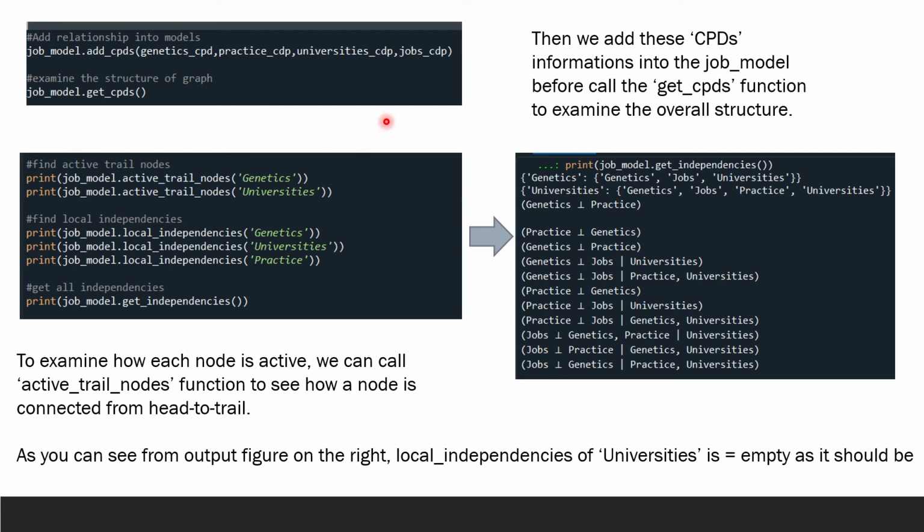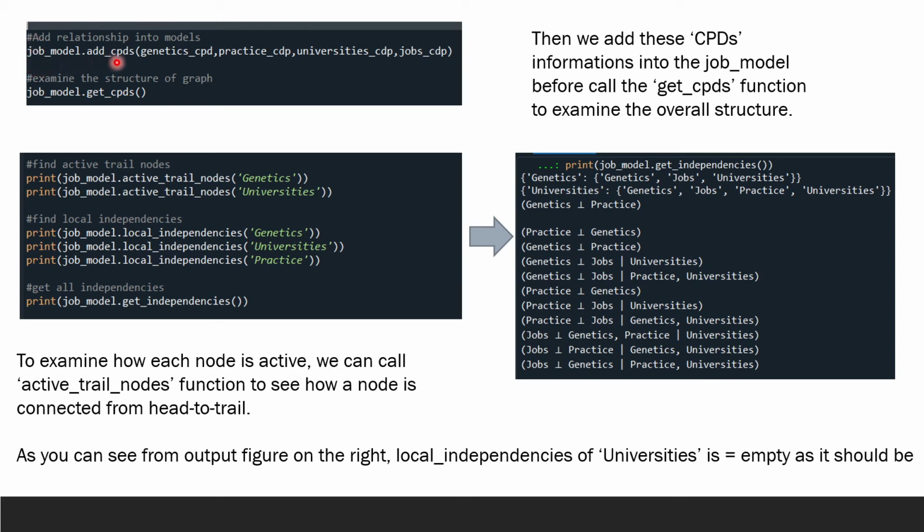Okay, then we will add this CPD, conditional probability distribution, information into the job model before calling the get underscore CPDs function to examine the overall structure. So what does it mean? Let's remove the hashtag first. Add relationship into model. Oh yeah, so we just define the job underscore model.